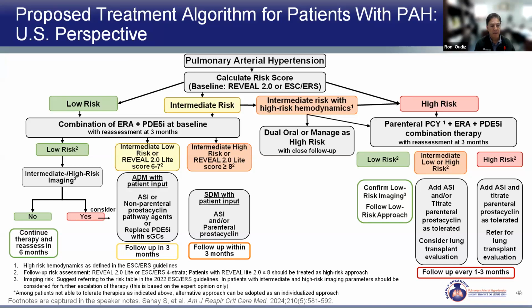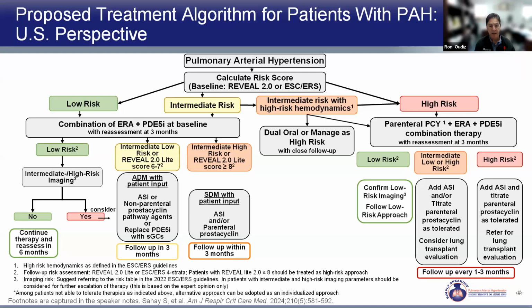And here we can see this contemporary approach with the integration of the most recent activin signaling inhibitor, sotatercept. You can either do that, or add a non-parenteral prostacyclin, or you can replace your PDE5 with a soluble guanylate cyclase stimulator if the patient is no longer in the low risk category as they were at baseline. And then you can also talk about the activin signaling inhibitor or parenteral prostacyclin if they're intermediate high risk.